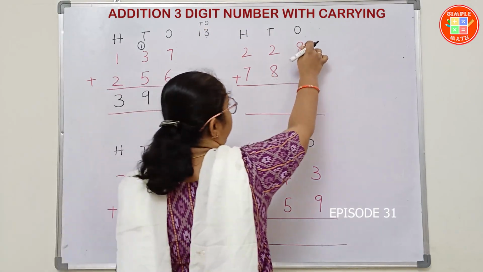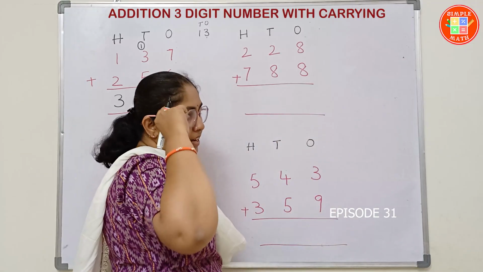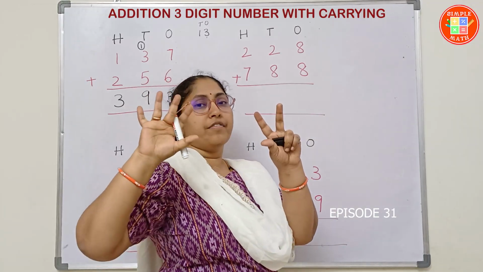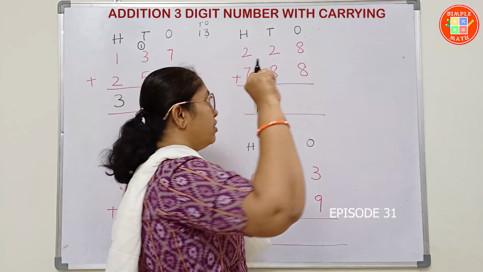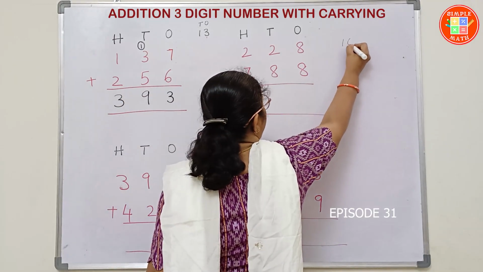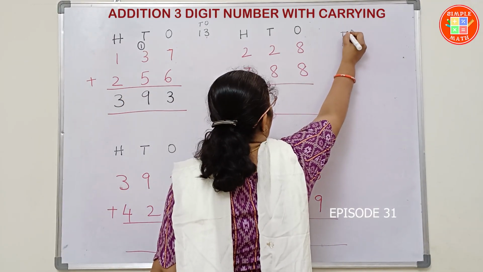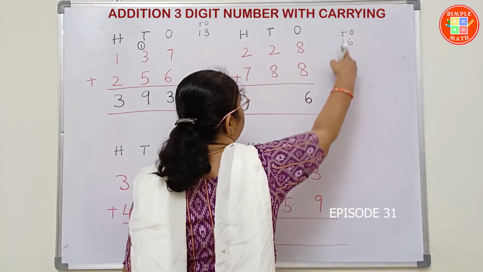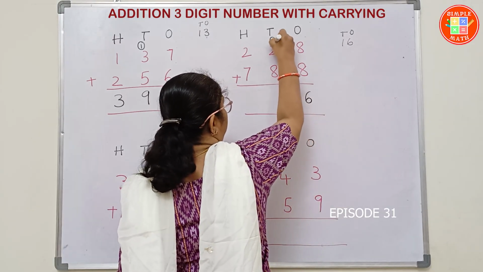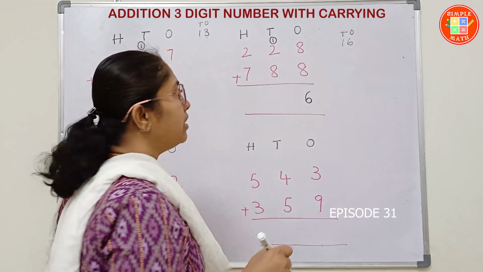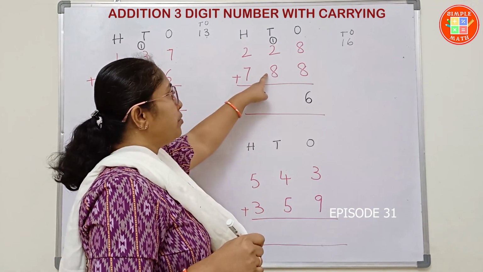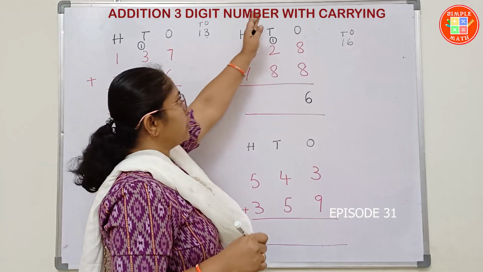Now 8, 8. 8 in your mind, 8 on your fingers, count after 8: 9, 10, 11, 12, 13, 14, 15, 16. So the number we got is 16. Mark the ones column and tens column. 6 stays in the ones column. The tens column number will go to the tens column as carrying. Now add the numbers in the tens column.